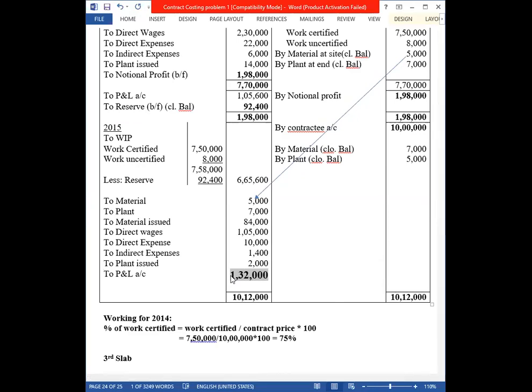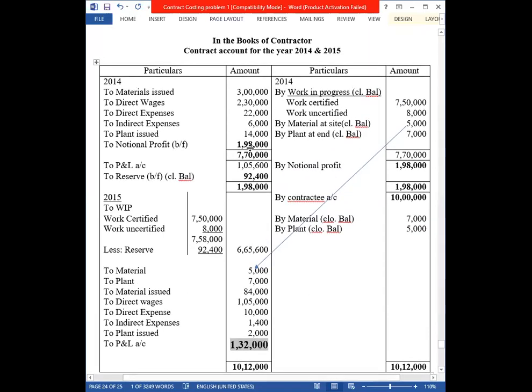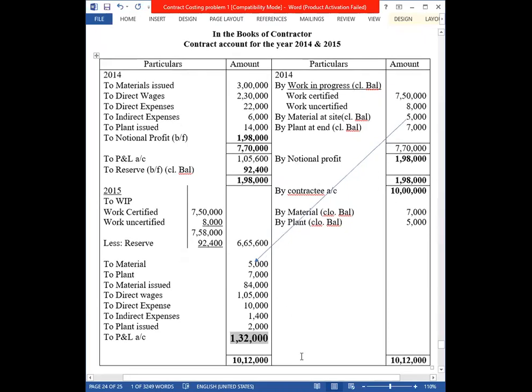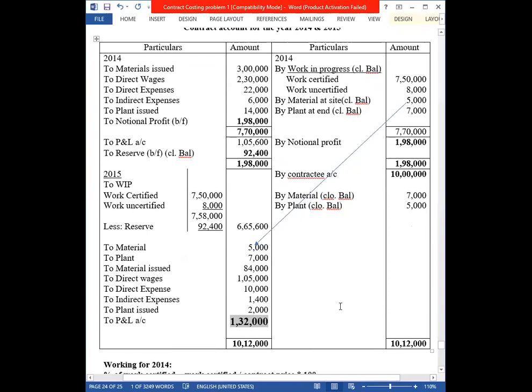when we make a reserve, it is only if the contract is incomplete. But now it is completed, so whatever amount is the difference, we can totally call it profit. So out of this contract, the contract price is 10 lakhs and your total profit is 1,32,000. That is the net profit from this particular contract.